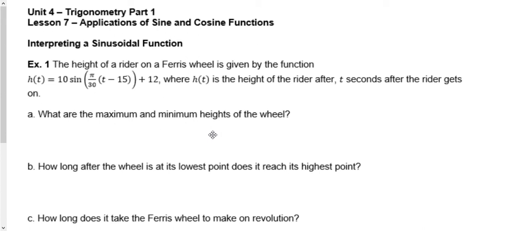Today is applications of sine and cosine functions. Basically think of this as our word problem lesson. We have 4 examples to get through today, so let's get going.